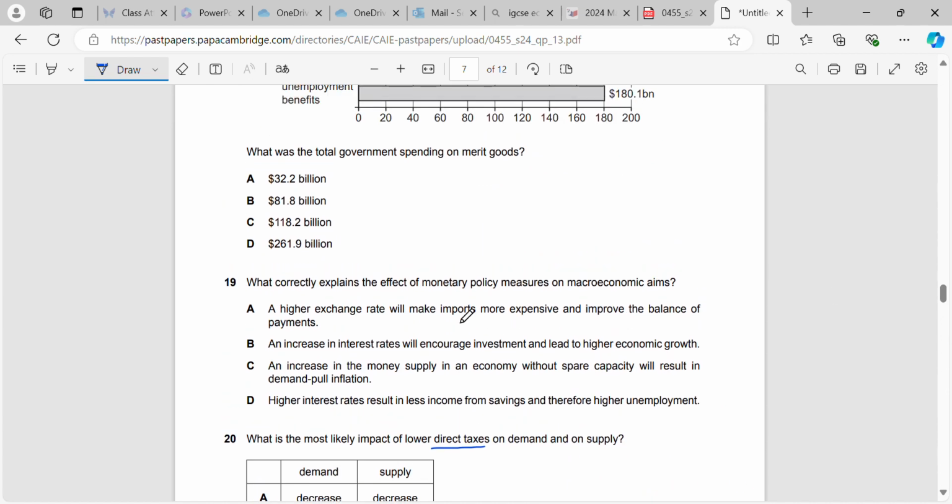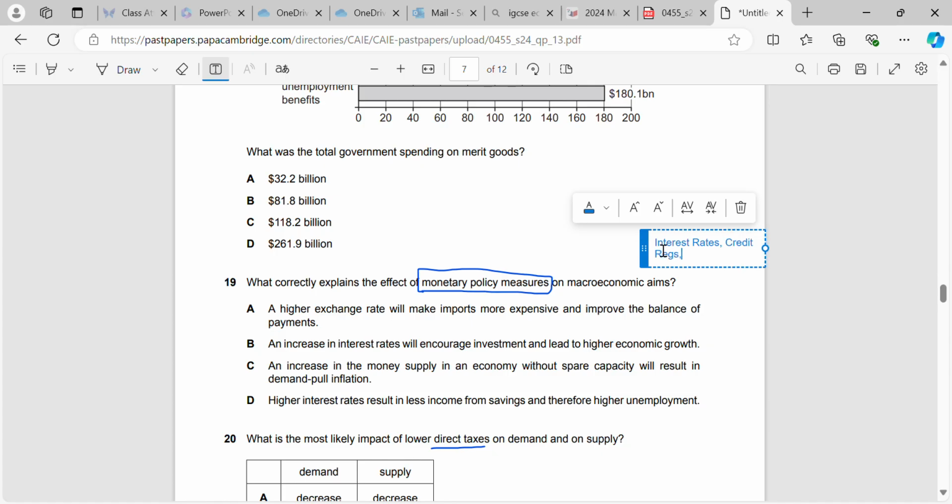Okay, question 19. What correctly explains the effect of monetary policy measures on macroeconomic aims? So what we should know by now is that monetary policy measures are interest rates, credit regulations, so that's how easy or how hard we make it for people to borrow money, the money supply, and the exchange rate. Okay, and depending on what we're trying to do, if we're using expansionary or contractionary, these will all change in terms of either increasing them or decreasing them.